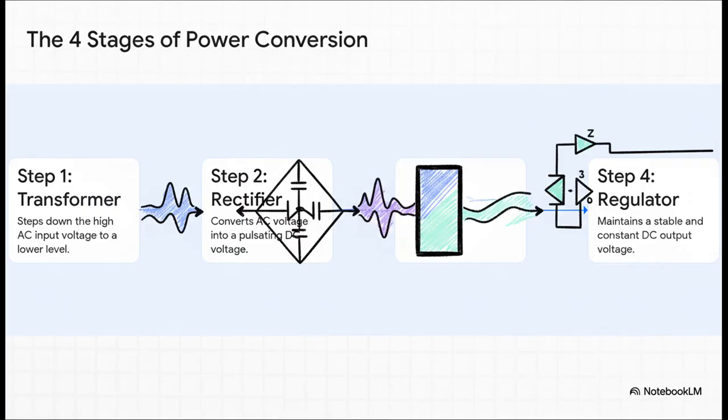So, what are the 4 steps on our map? First, a transformer steps the voltage down. Then a rectifier gets the current flowing in one direction. After that, a filter smooths everything out. And finally, a regulator makes sure the output is absolutely perfect. Let's look at each one.